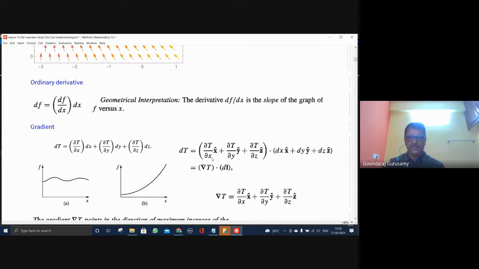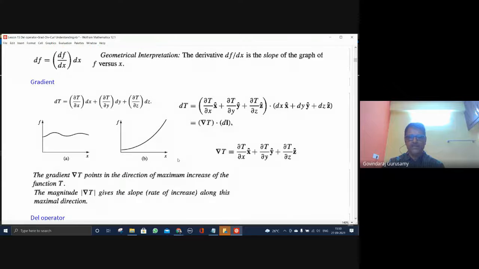And we can also write this as x component, y component, z component. If I combine this, I'm getting this dT. Therefore, this is the function in which the del is operating on a scalar, converting it into a vector quantity. That's what it means. Gradient del T points in the direction of maximum increase of the function T. When I take a gradient of a function, what is that implication?